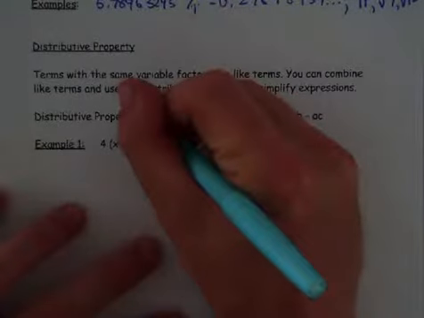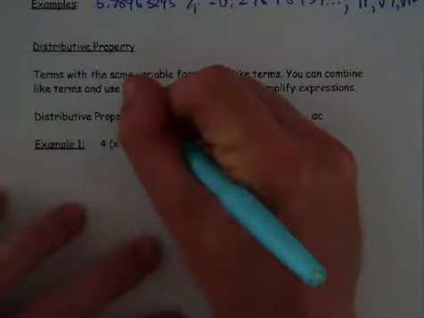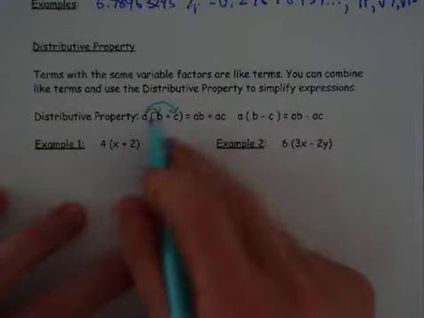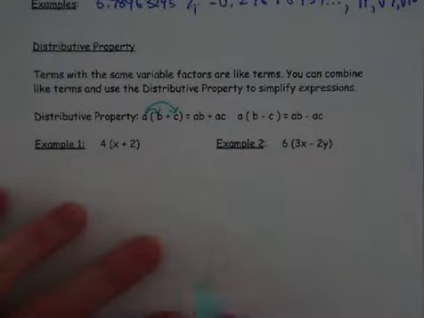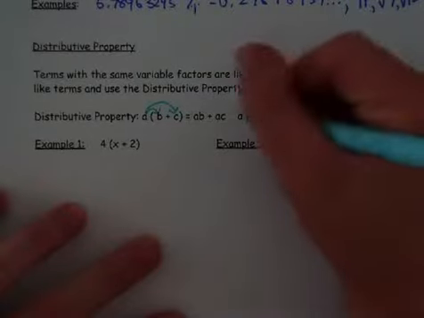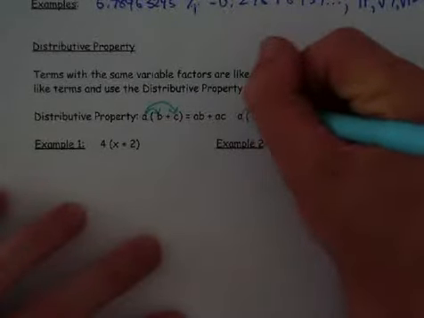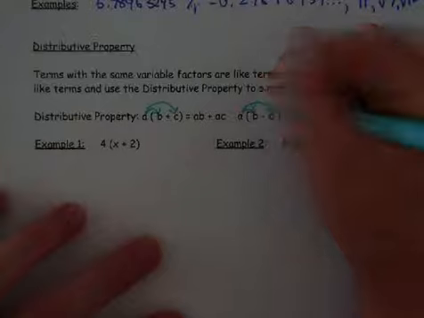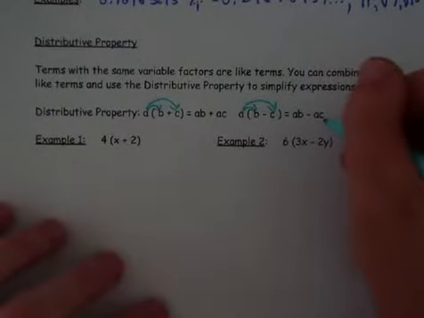Well, we can distribute this so it's A times B plus A times C, right? That gives us AB plus AC. Same thing here. A times the quantity, B minus C. We can get A times B minus A times C, or AB minus AC. Well, what does that look like in practice?